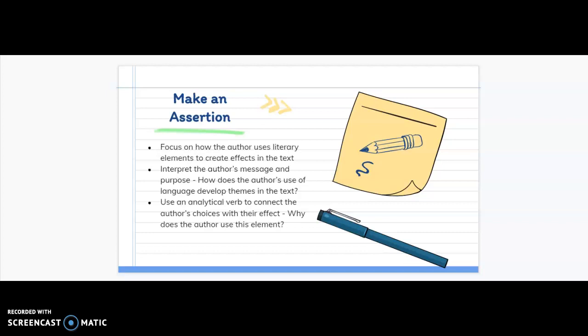And you want to look at these questions. How does the author's use of language develop themes in the text? You're going to have to look at what the author is saying in this work. What are the major themes of this work? And then how does the author show us those themes through the use of different literary elements? You also want to answer the question, why does the author use this element? What effect does it have in the text?